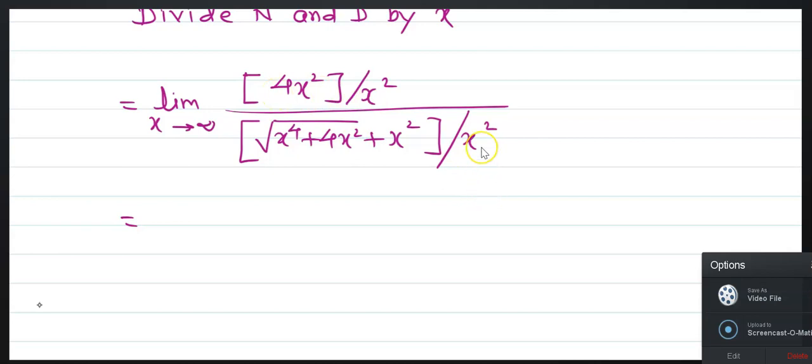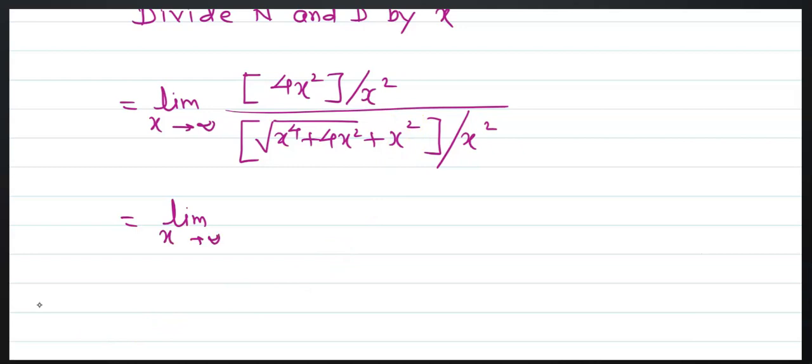What about the denominator? When this x² divides these terms, when it comes inside the radical sign, it will become x⁴. That is, √(x⁴ upon x⁴ + 4x² upon x⁴) plus, here it is not under the radical sign, so it will remain as it is, x² upon x². Now see this here. Limit x tends to infinity 4 upon.